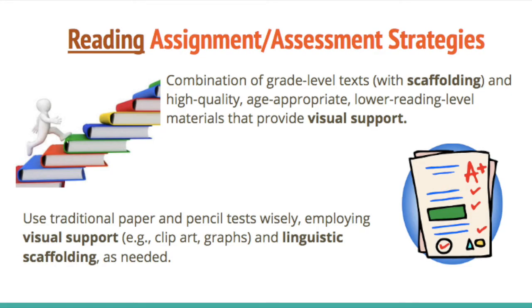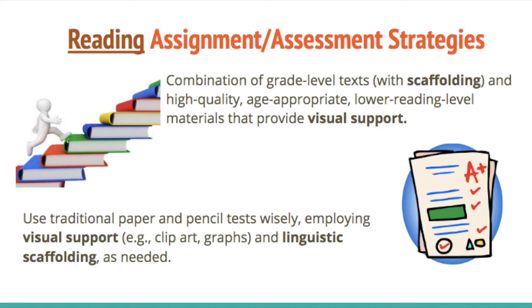One reading strategy for assignment and assessments is a combination of grade level text with scaffolding and high quality, age appropriate, lower reading level materials that provide visual support. By the time students are in Level 4, they are able to process increasingly complex text, which includes a variety of genres, which are accompanied by related academic vocabulary, and they have to develop that by then.